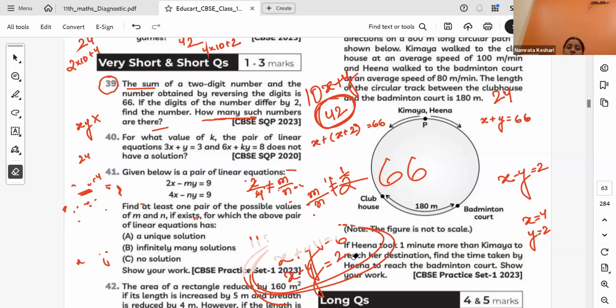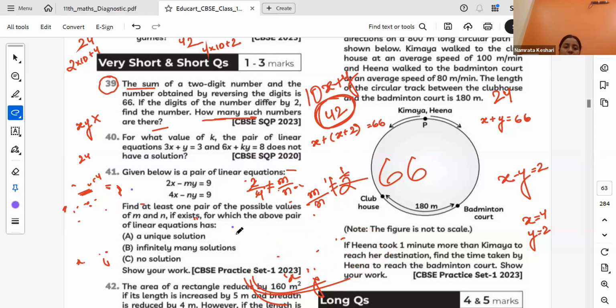For infinitely many solutions, maybe you will be able to find the M value and N value. For infinitely many solutions, we say that A1 by A2 is equal to B1 by B2 is equal to C1 by C2. So we will say M by N is equal to 1 by 2. If you do crisscross multiplication, you can say that 2M is equal to N. Just mark it as equation number 1.